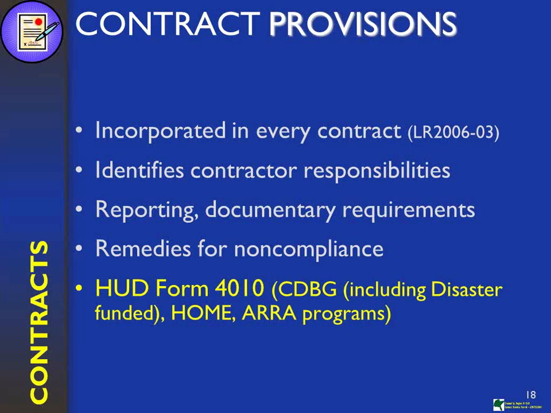I mentioned some of the contract provisions, what's incorporated in 2006-03. That is another letter that you might find helpful in terms of the application of multiple ways. Is that 90? I think that might be an error. I have to check that. But incorporated in every contract is the contract provision that must be included. Identify the contractor's responsibility, letting them know what their responsibilities are. I mentioned the HUD 4010. That is the labor standard provision that must be included along with the wage decision.